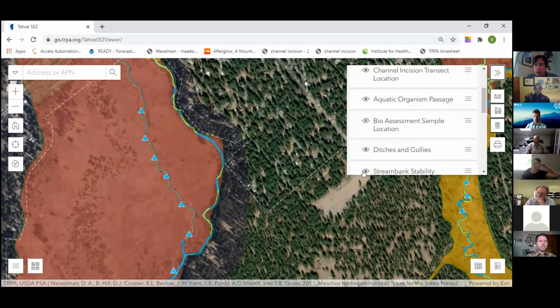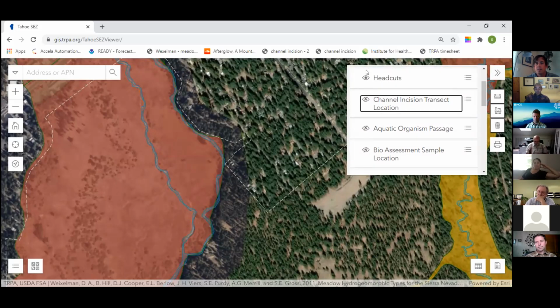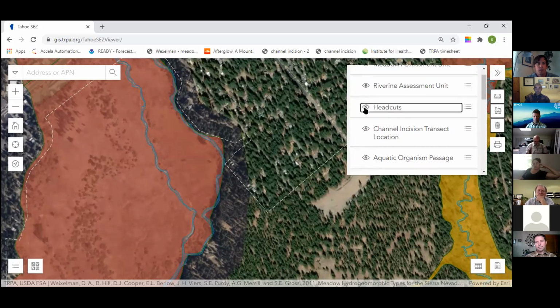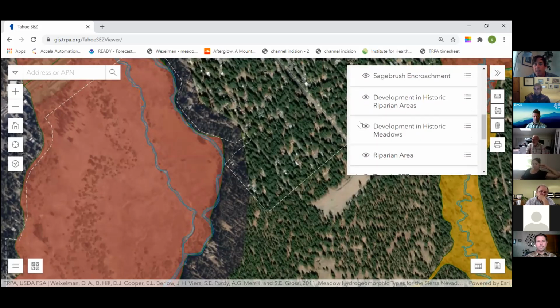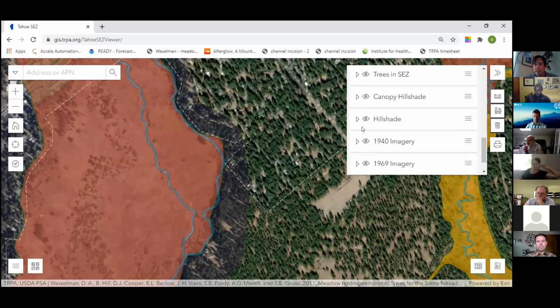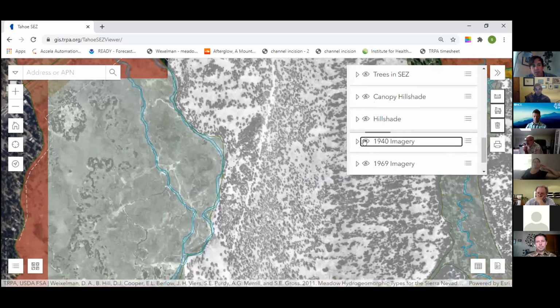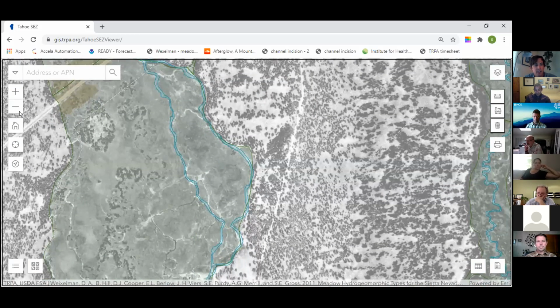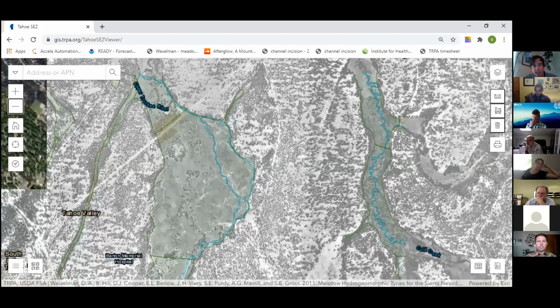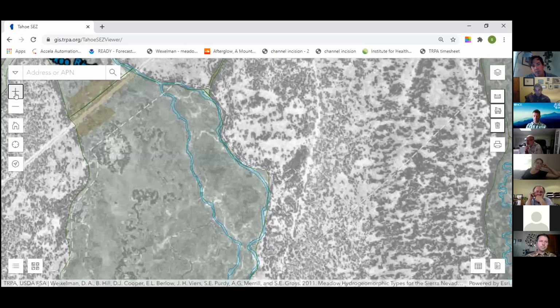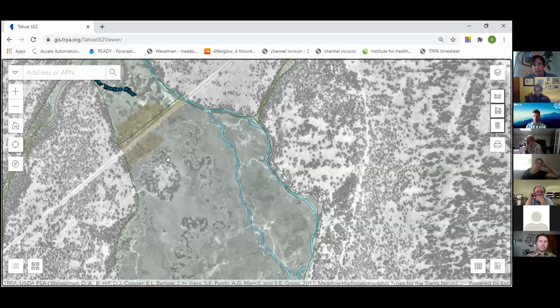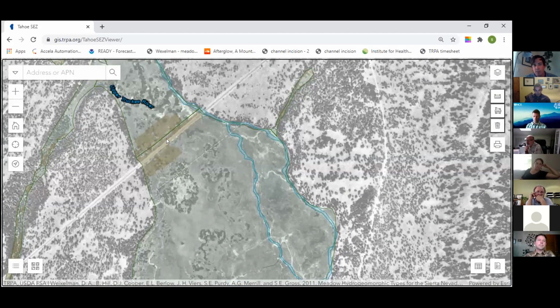Another cool thing about this, let me turn off these other layers, is that we can look at historic imagery as well. So we have 1940 and 1969 imagery. You can turn that on and look at what things used to look like. And then I've left the development layer on. So this is impervious cover in golf courses and such, and you can actually visualize where the development is within SEZ.